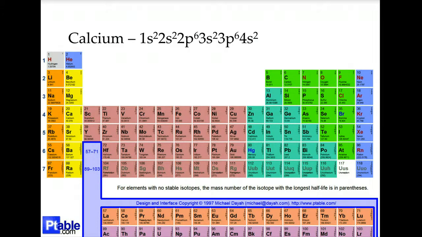Okay, so if we were going to do a noble gas shorthand for calcium, calcium is 4s2, so we'll look at the 3rd period, find the noble gas on the 3rd period, that would be argon. So argon would be 3p6. We'd put brackets around the 1s2 all the way to 3p6 and replace that with argon. So calcium's shorthand is argon, the symbol Ar, in brackets, 4s2.